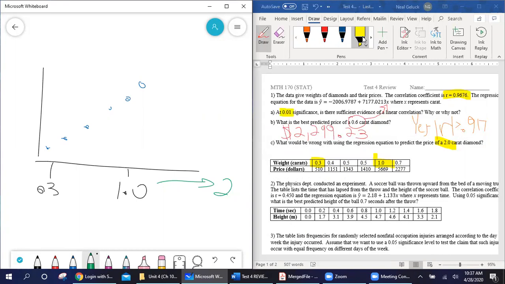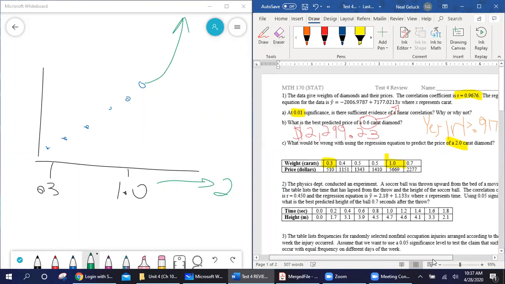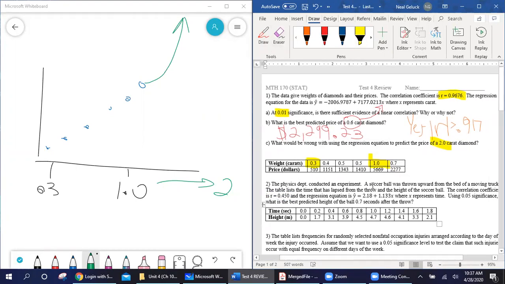Maybe I would assume that a 2 carat diamond is very hard to find, so probably my thought would be that maybe it exponentially increases. I don't know, but we don't know that, so we can't do it. So the problem is that 2 is outside of our scope of the available data, so it would not be appropriate to use it.